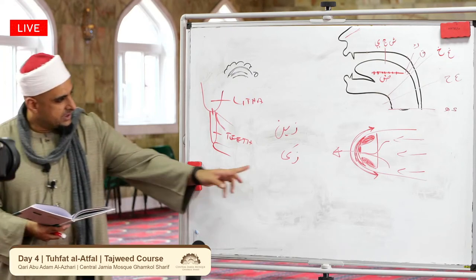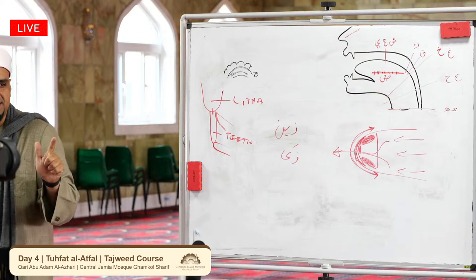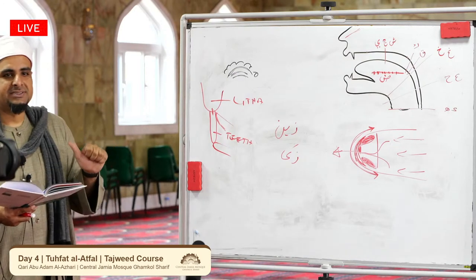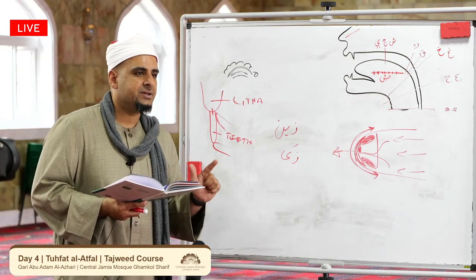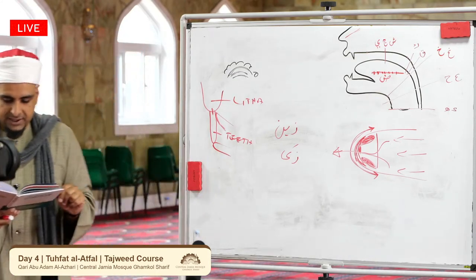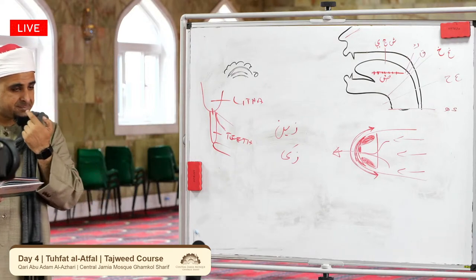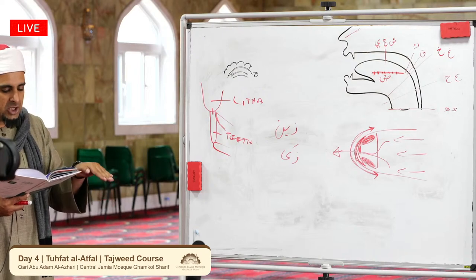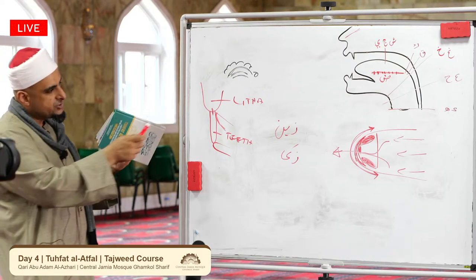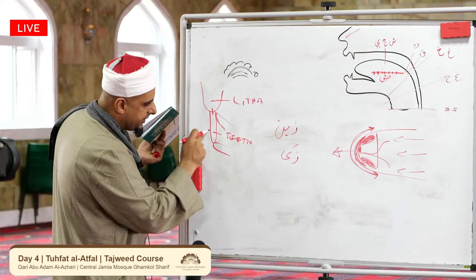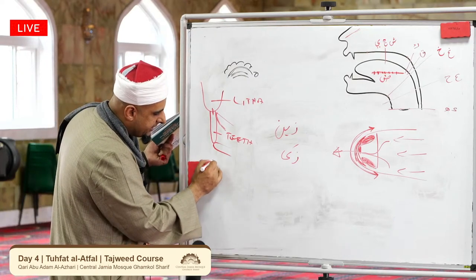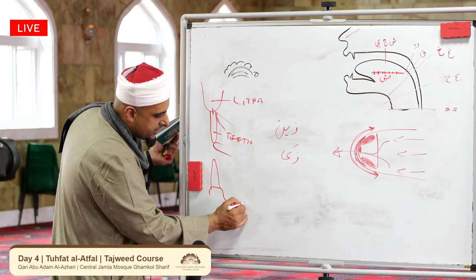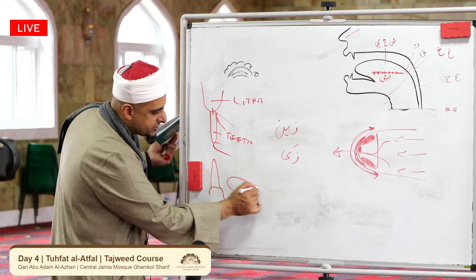Okay, so the letters here we're talking about are Zain, Sin, and Sad, sorry, my mistake. Zain, Sin, and Sad. These three letters are pronounced by keeping the Ra's al-Lisan, the tip of the tongue, inside the mouth in line with the lower thanaya. So this was your upper teeth, thanaya ulya. This is your thanaya sufla. So this is your gums here. That's your lower palate, that's your tongue again, yeah?